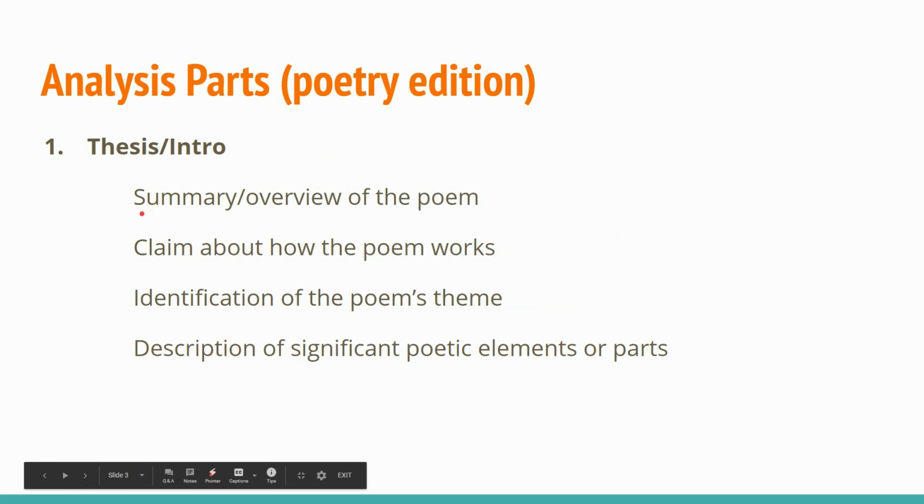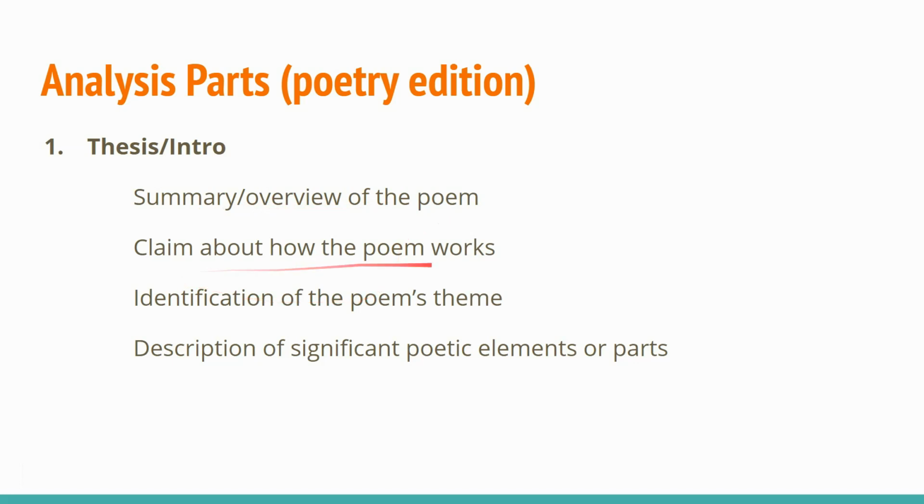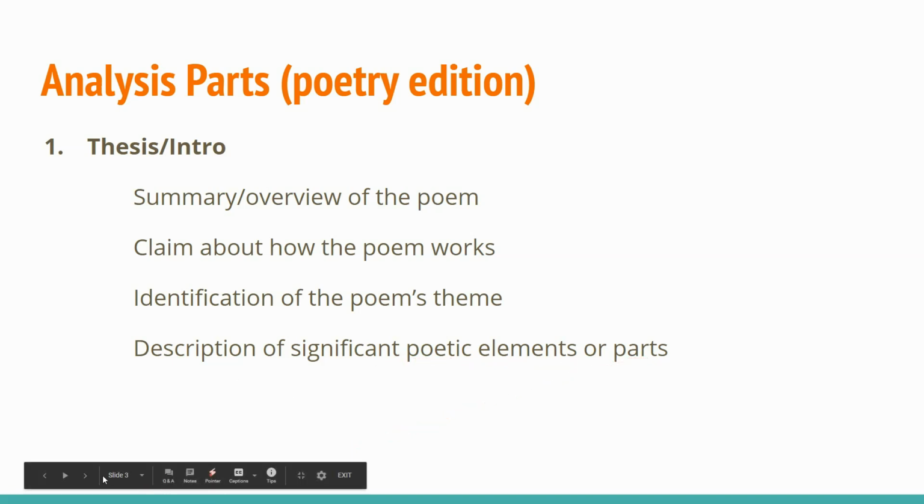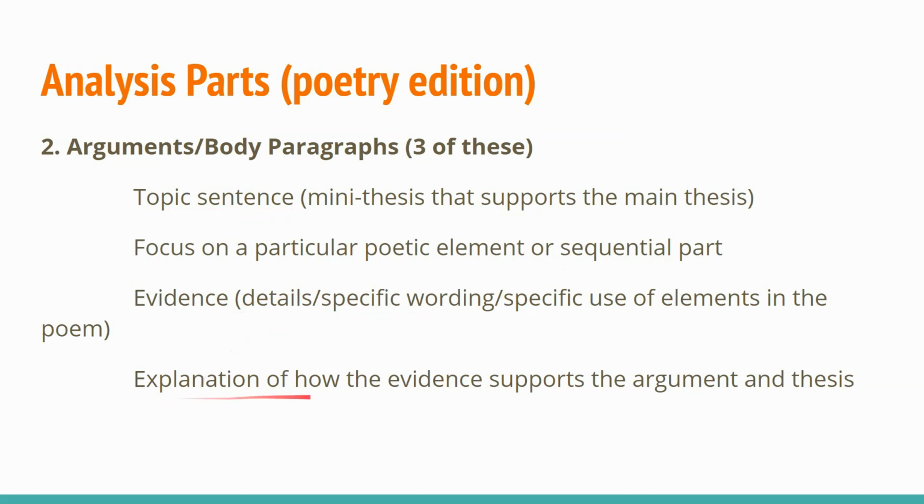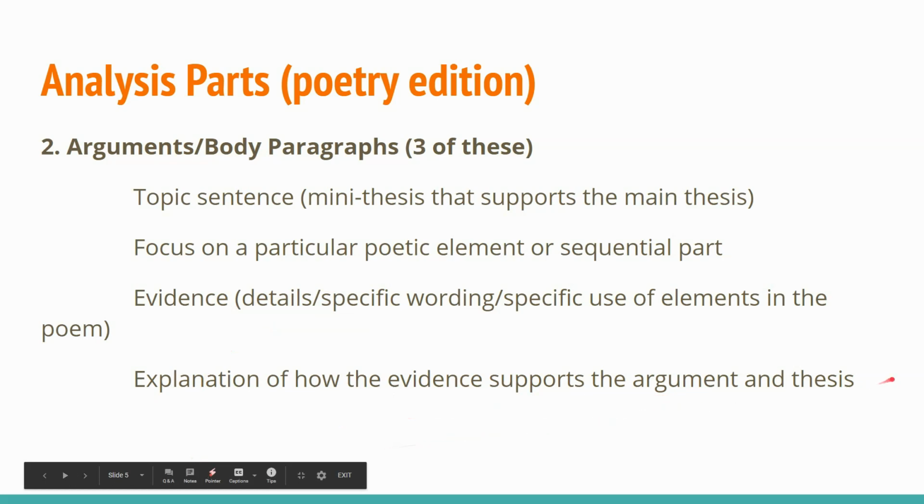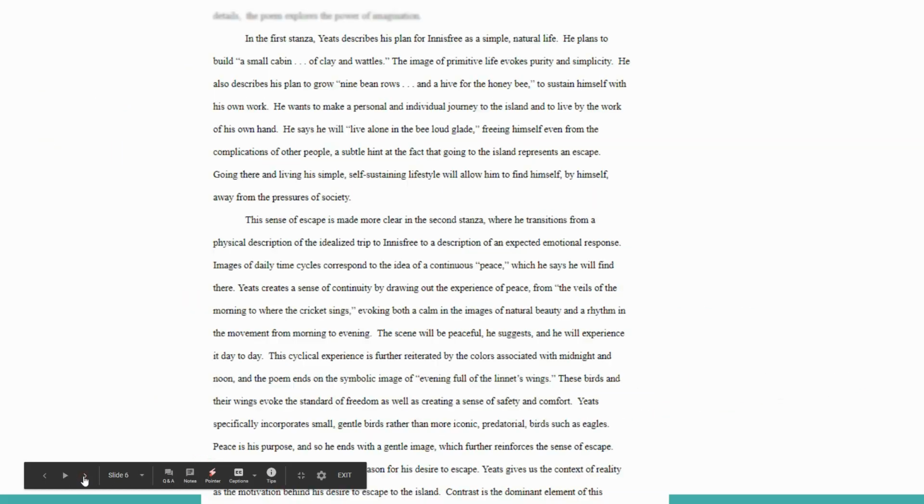And then in your thesis and intro, you want to remember to summarize, give an overview of the poem, make a claim about how the poem works, identify the poem's theme, and then touch on significant poetic elements or specific parts. In your body paragraphs, you want to start each body paragraph with a topic sentence focused on a particular poetic element or sequential part. You want to provide evidence, and then you want to explain how the evidence supports the argument. And always remember that you're pointing back to the thesis.